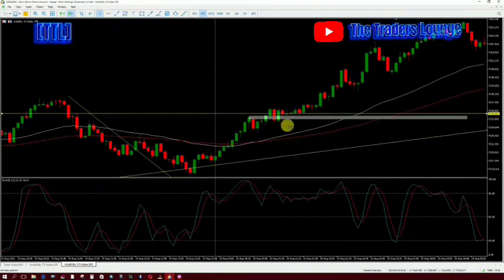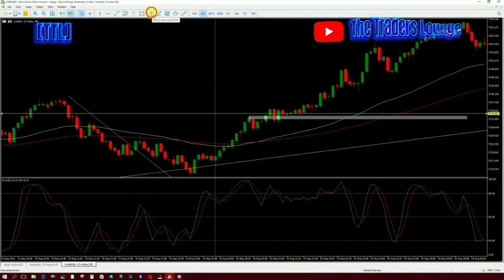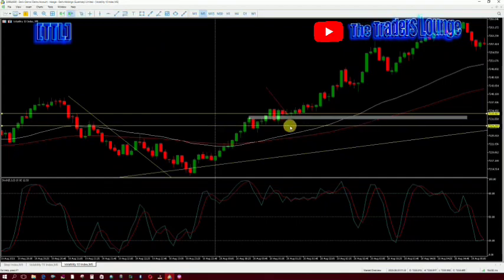right? I'm using these lines to make it clearer to my viewers. Okay, so at this point I take my buy position, right? Okay, so at this point, that's my entry point. Now I place my stop loss right below the last retracement. That is here. This is the last retracement.